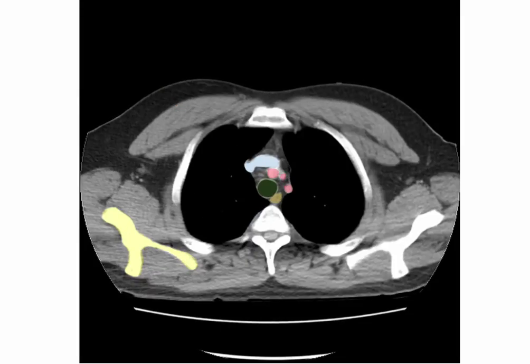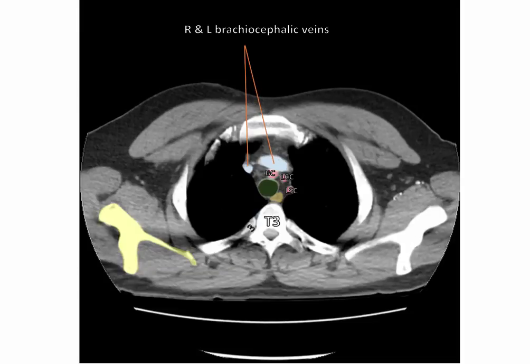Here we can see the formation of the superior vena cava from the right and left brachiocephalic veins. Branching from the aortic arch, we can see the brachiocephalic trunk, the left common carotid artery, and the left subclavian artery. When we see the brachiocephalic veins as two distinct profiles here, we call this level the 5-vessel level.